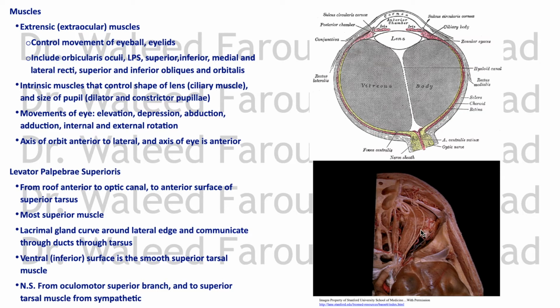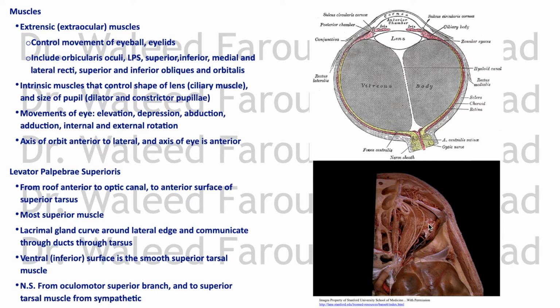Let's start with the levator palpebrae superioris muscle. This is the levator palpebrae superioris. It's the most superior muscle, the highest muscle in the orbit. The first thing you see after you extract or remove the bony orbit, the roof of the orbit. And it comes from the posterior part of the roof and fans anteriorly to form an aponeurosis, to be attached to the anterior surface of the superior tarsus. Remember the superior tarsus, the tarsal plate in the upper eyelid.